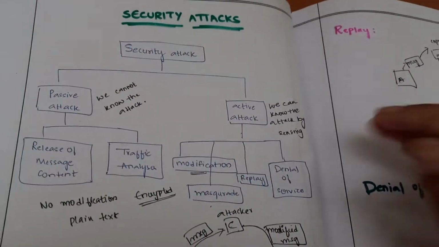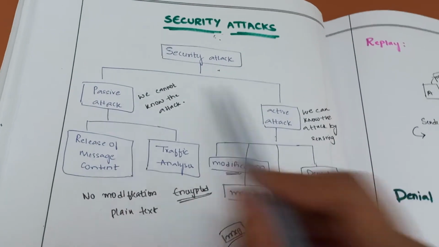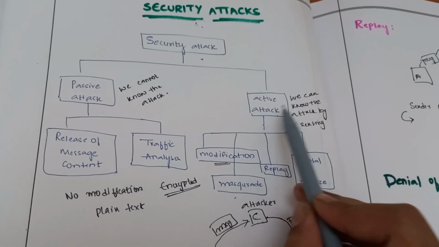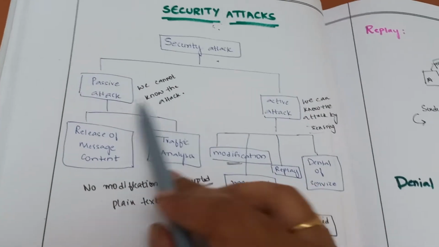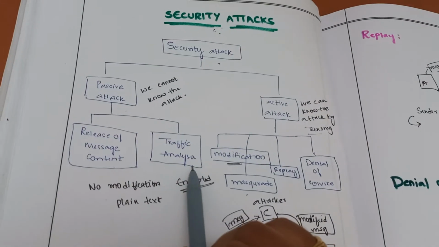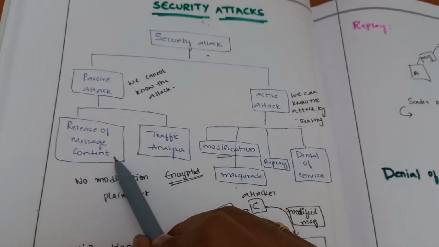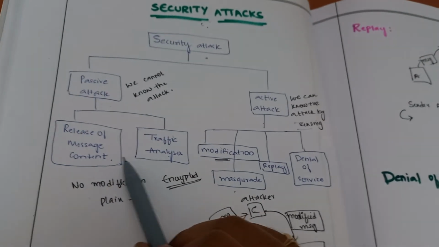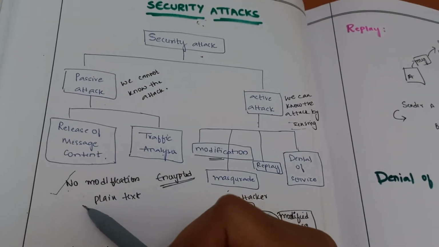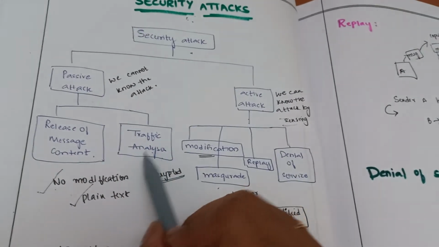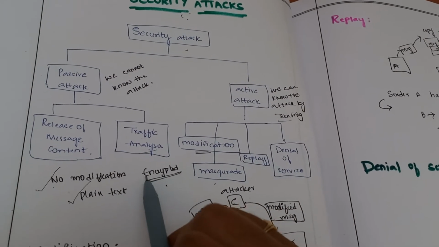Let's complete it by reviewing the topic. The security attack consists of two parts: passive attack and active attack. In the active attack, we can know the attack by sensing it, which cannot be done in the passive attack. In the passive attack, there are two types of attacks: release of message content and traffic analysis. Under release of message content, there is no ciphertext or encryption. The attacker cannot modify anything and can just read the plain text. Coming to traffic analysis, the data is encrypted and sent to the receiver. The attacker can find that out in the middle.